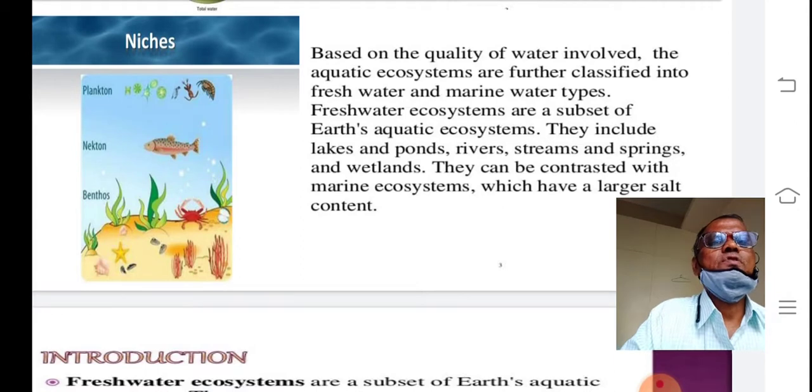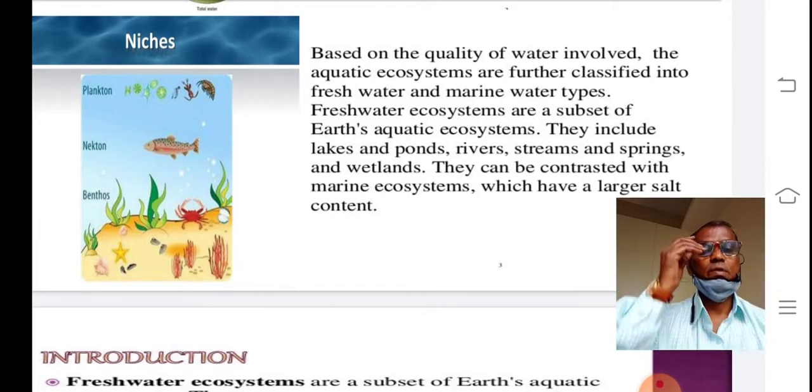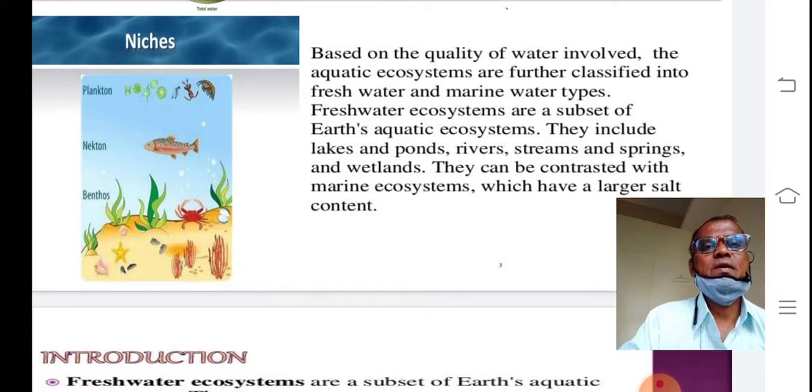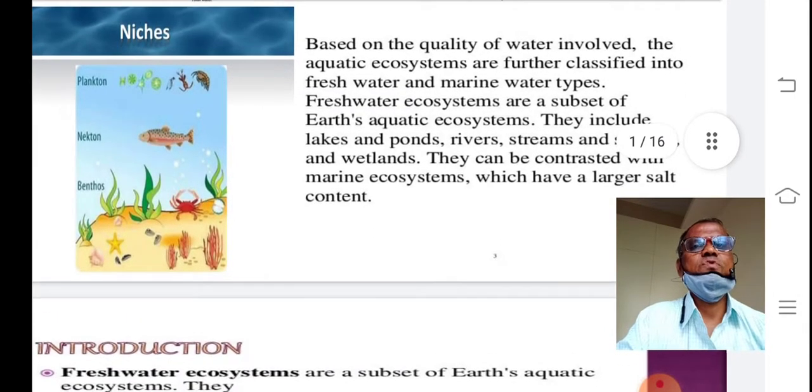With reference to this, in aquatic conditions the ecosystems are further classified as freshwater and marine water conditions. Freshwater we may again divide into others, and we will see them one by one. In freshwater there are lakes, ponds, rivers, streams, springs, and wetlands. Wetlands we already know. For example, large rivers and ocean parts where some part nearby is under wet condition are commonly treated as a wetland.